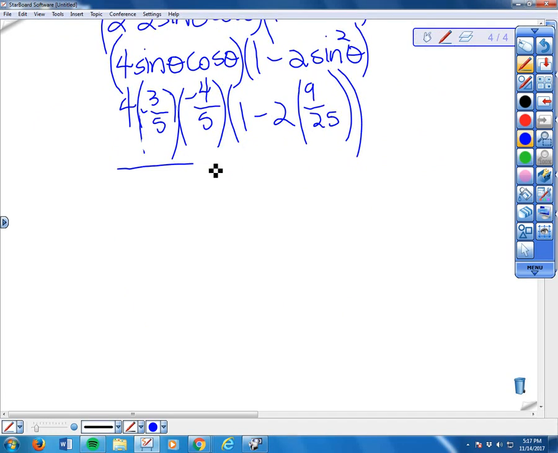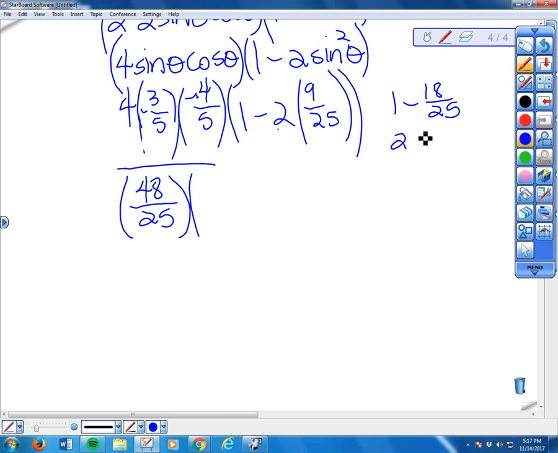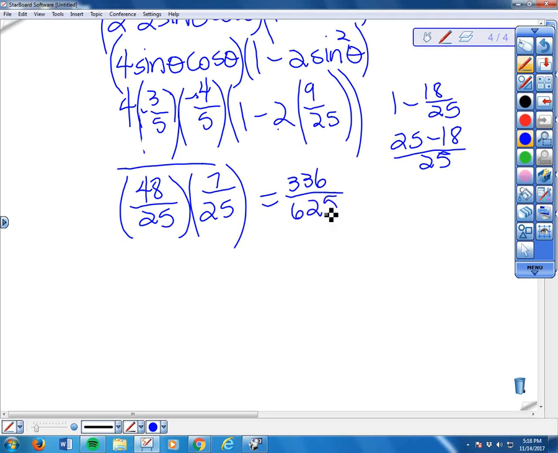So go ahead and distribute these through. I get 12 times 4 is 48 over 25. And here, this simplifies to 1 minus 18 over 25. So if I want a common denominator, it's 25 minus 18 over 25, which is 7 over 25. And 48 times 7 is 336. And 25 times 25 is 625. So that is the answer to the bonus.